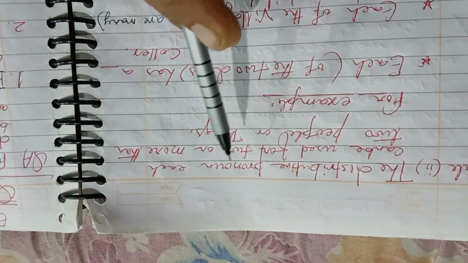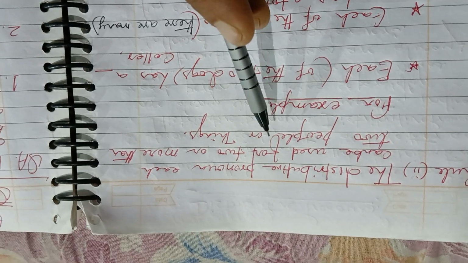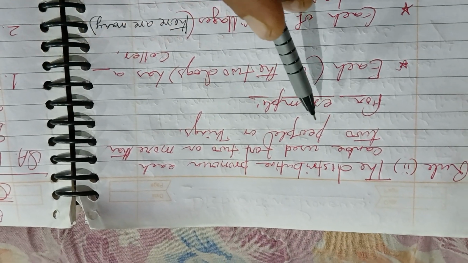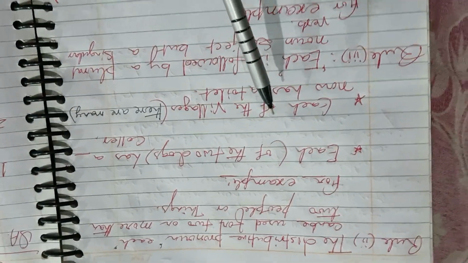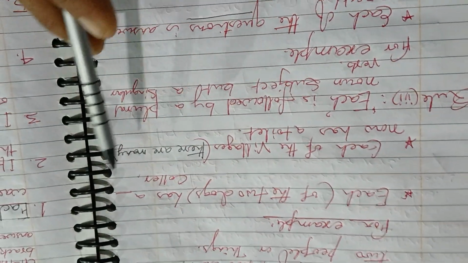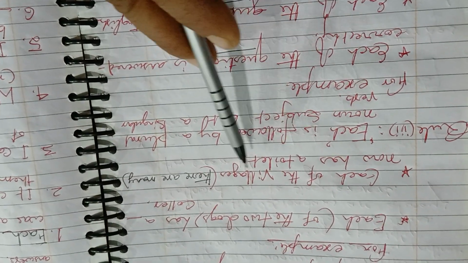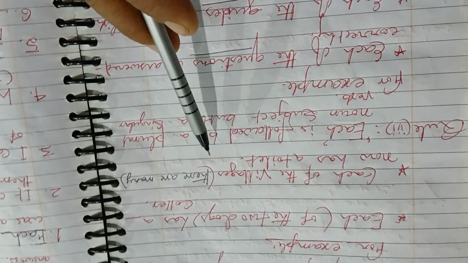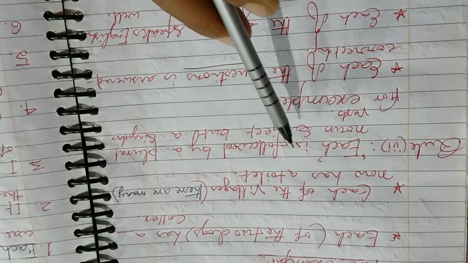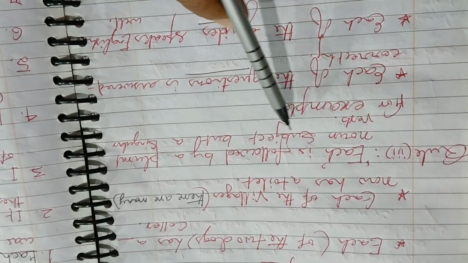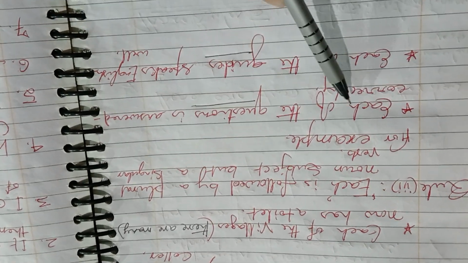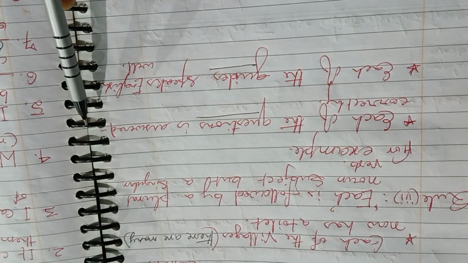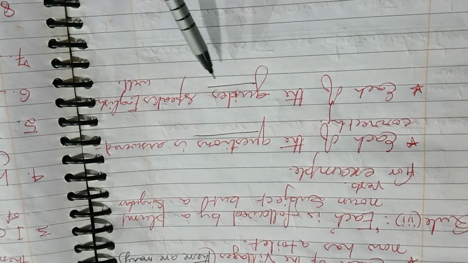Rule second, the distributive pronoun each can be used for two or more than two people or things. For example, each of the two dogs has a collar. Each of the villages now has a toilet. Rule third: each is followed by a plural noun subject but a singular verb. For example, each of the questions is answered correctly. Each of the guides speaks English well.